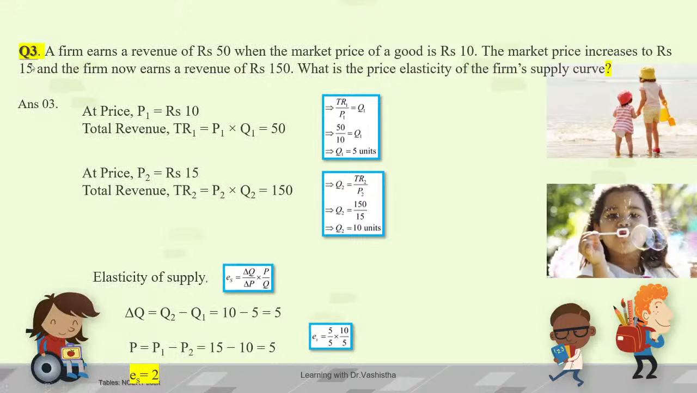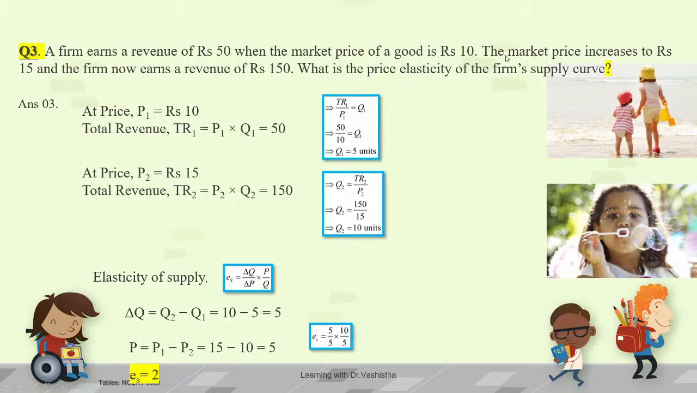Again, now there is a question where the condition is given that a firm earns a revenue of rupees 50 when the market price of the good is rupees 10. Meaning to say that the firm is earning a revenue of rupees 50 when the price of the good was 10.